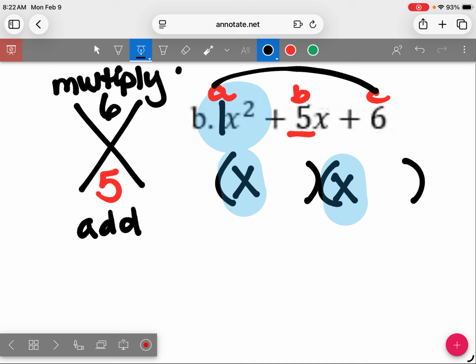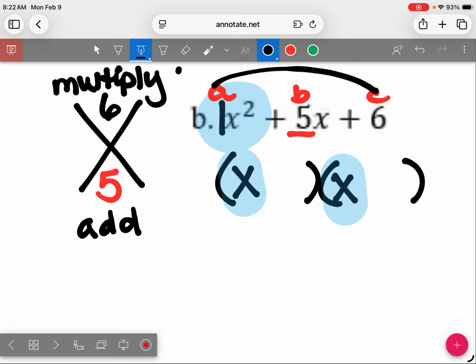Okay, got 1 person that got it. 2 people. Just 2 people? 3 people? 4 people?